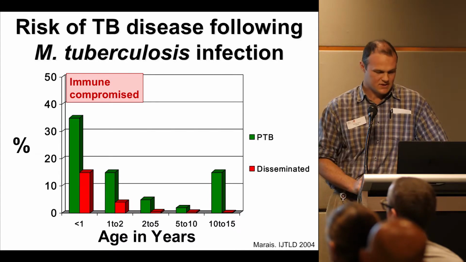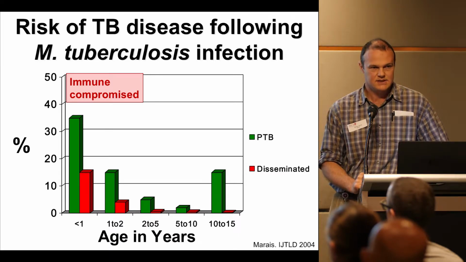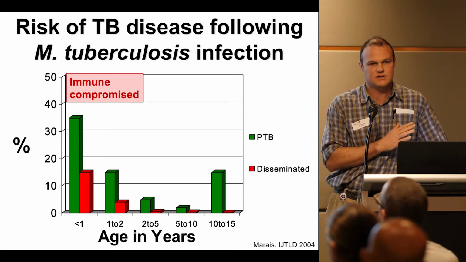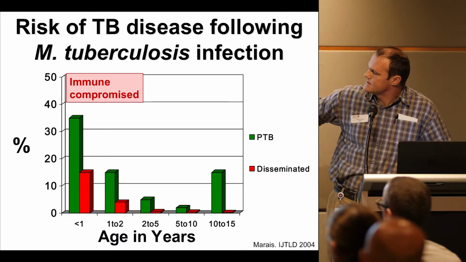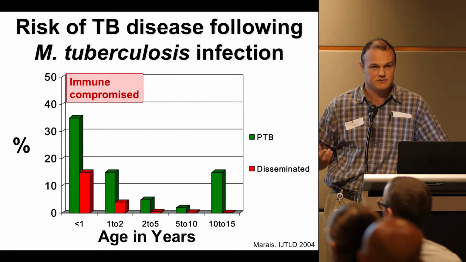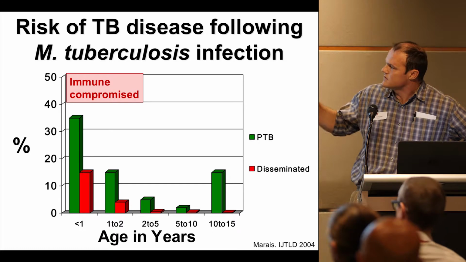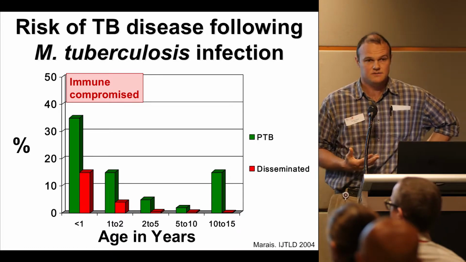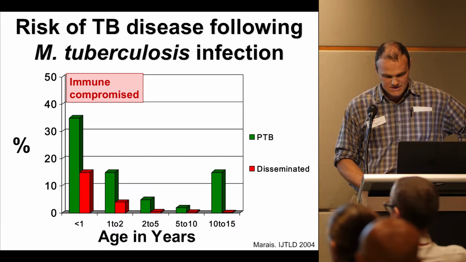But what they showed was, following documented TB infection, which they recorded with a skin test at the time, the highest risk for disease progression occurred in children under 2. And we know that this is very similar to what we see in children with severe immune compromise, HIV-infected children or immune compromise from other conditions. So in those children, the risk of disease progression exceeds 30% and is close to 50%. Those young children also have a very high risk, the red bars, of disease dissemination.